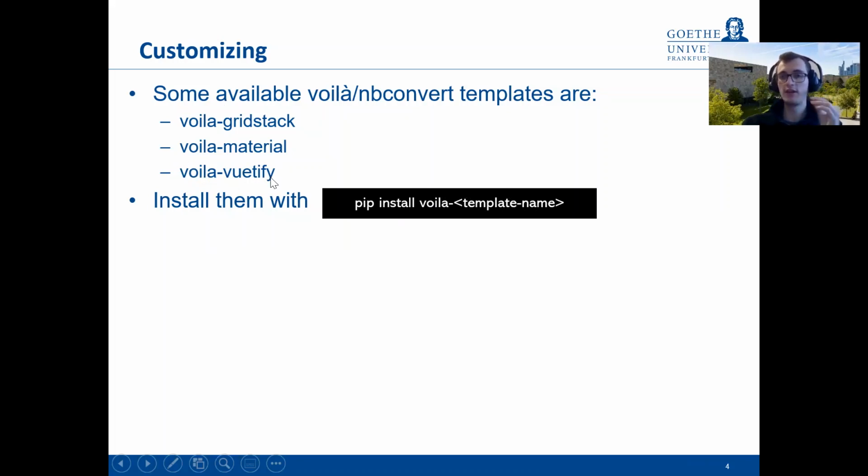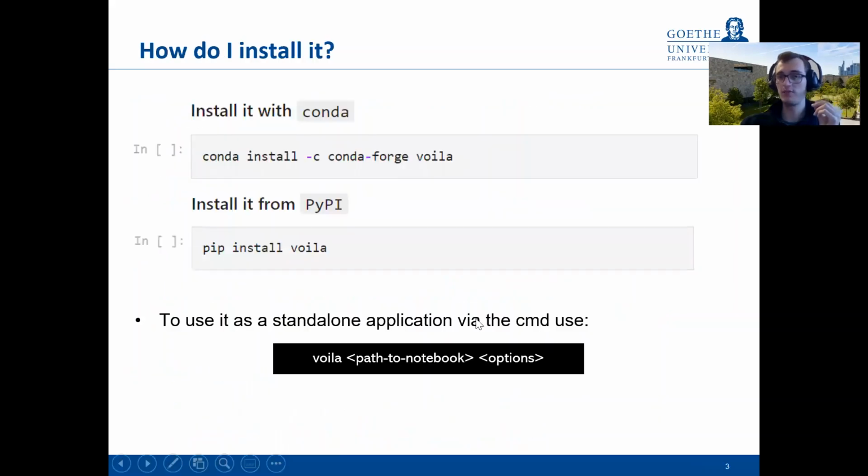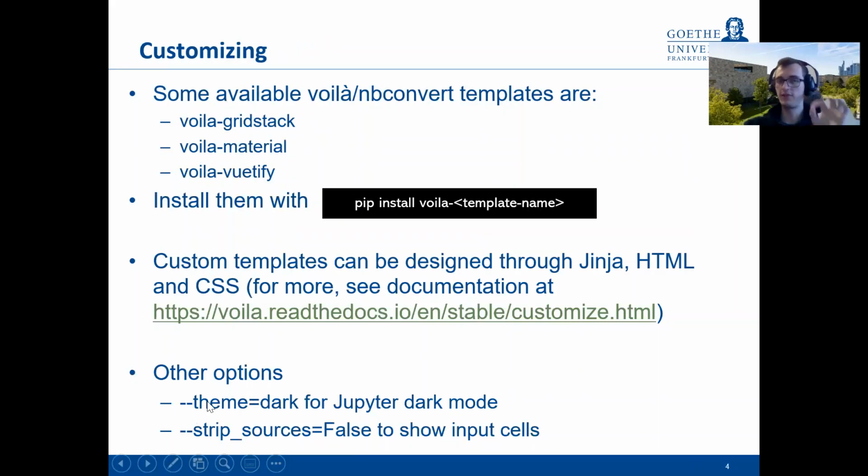Then you have it installed. All you need to do is the same way we put in the option here. So you could put in hyphen theme equals dark. You would put in template equals material, for example. I will show this in a second as well. You could also design custom templates, of course. For that, you would need Jinja, HTML, and CSS, though.